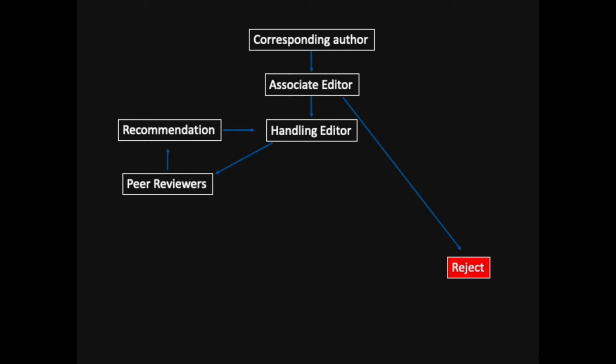And once it's submitted, it will go to an associate editor. Now, different journals may have different names for this position, but a lot of journals call it associate editor, so we'll just go with that. Now, the associate editor will look over your paper. He or she will read your cover letter, and he or she will read your abstract and glance through the figures and tables and think about whether it's a good fit for this particular journal.